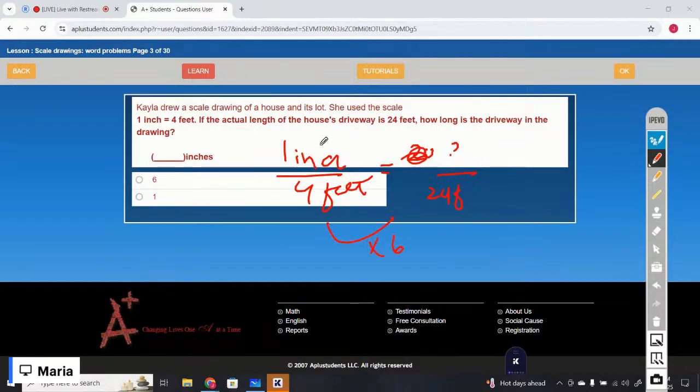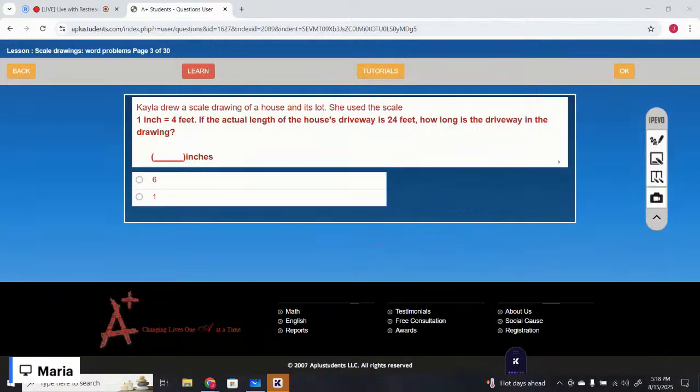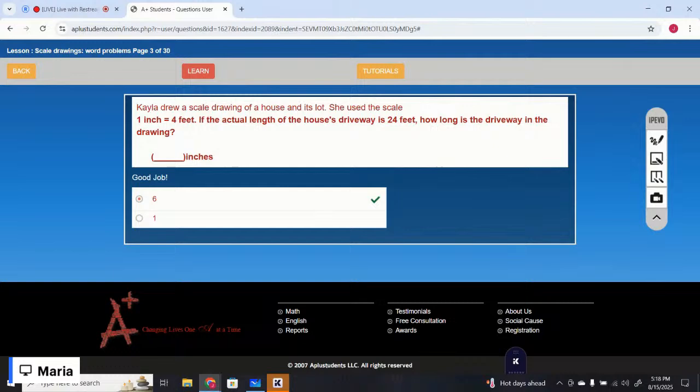4 times 6 is 24. So 1 times 6 is 6. That is 6. Option number 1 is the correct option.